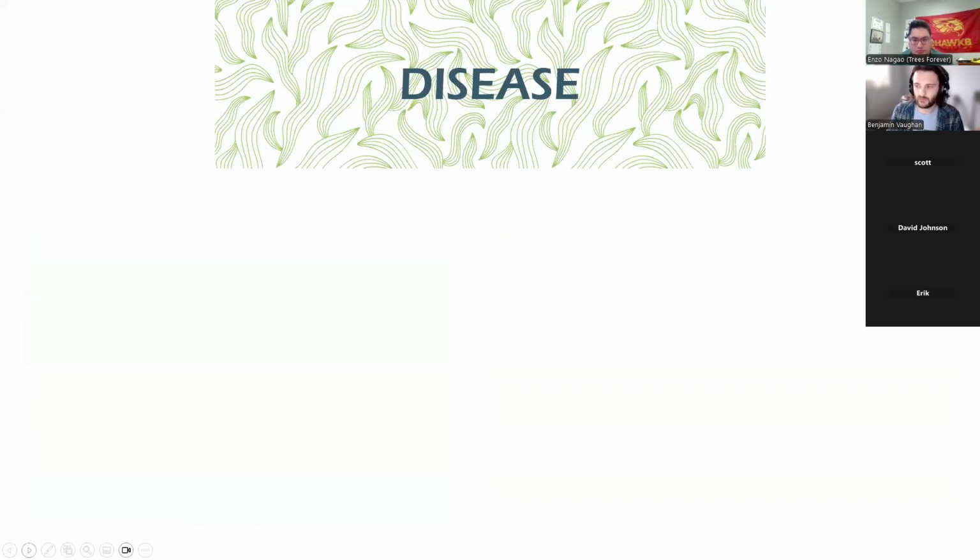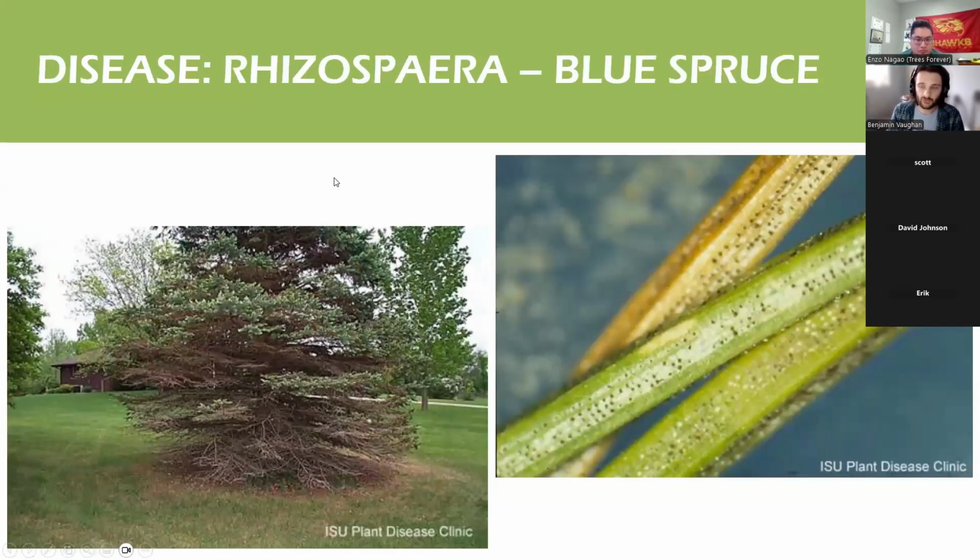Okay, on to disease. So Rhizosphaera, it's a disease in conifers, a lot of spruce trees, and I can't remember what else gets it, but they're basically these little fungal spores that'll grow on the leaves and cause them to die back from the bottom. So this looks very similar to something like drought stress, but this is actually a disease. And this is really treated by just making sure you have good airflow to the tree.